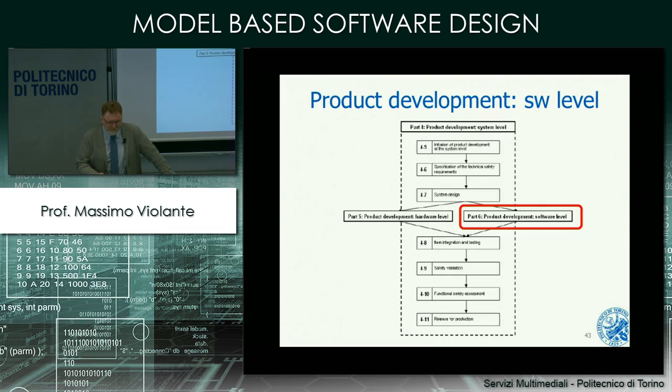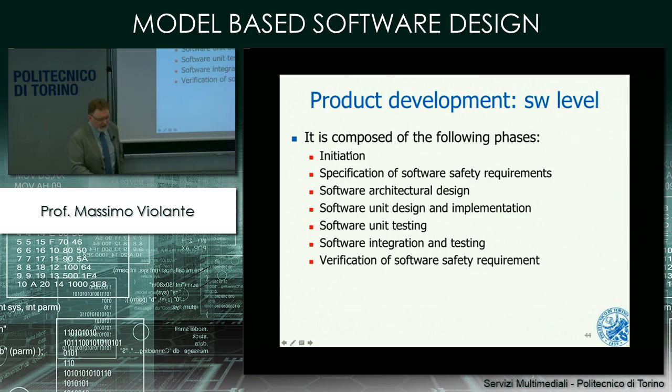So, what's the purpose of product development at the software level? Well, it's clear. Here we have to address the implementation of the element of our architecture that has been assigned to software. So again, we will do an initiation phase where we declare which are the tools that we want to use. Then we have to specify the software safety requirements, so how we can implement in software the technical functional safety concept. Then we do software architecture design. We do software unit design and implementation. We do software unit testing, software integration and testing, and eventual verification of software safety requirements.